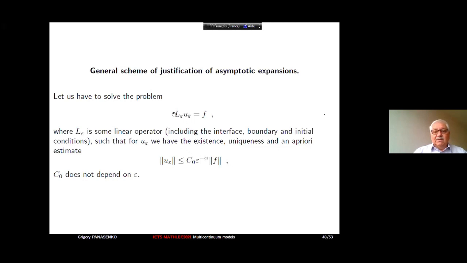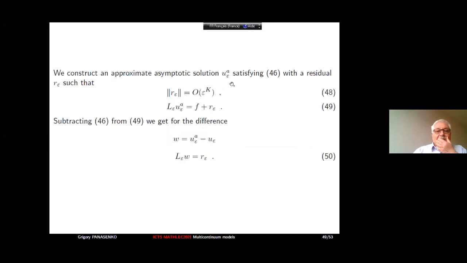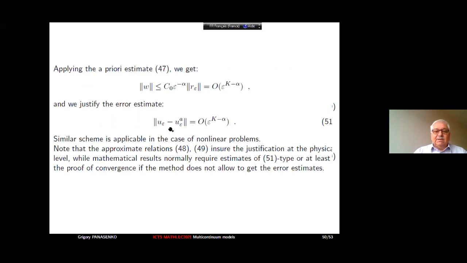Then, we have this equation, we have this a priori estimate, and then we construct some truncated asymptotic expansion that, being plugged into the equation, gives us the right-hand side with some remainder of order epsilon power k in some norm. And then, subtracting, I consider only the linear case now. In the non-linear case, this technique to justify it is less easy to do. Subtracting this equation from what we have obtained for the difference, we get this equation, and applying the a priori estimate, we obtain the error estimate that we want.